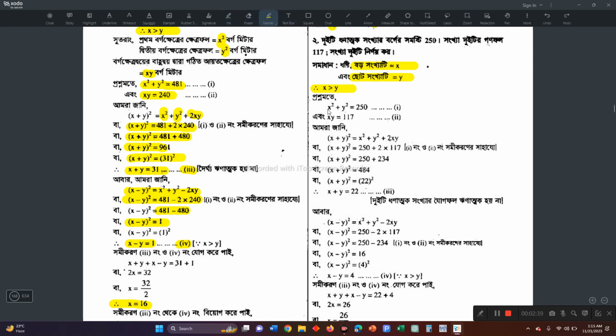Okay, so it is better to mention this, but it has no effect on the answer. So x square plus y square is equal to 250 from the first condition, and the product of the numbers is 117.